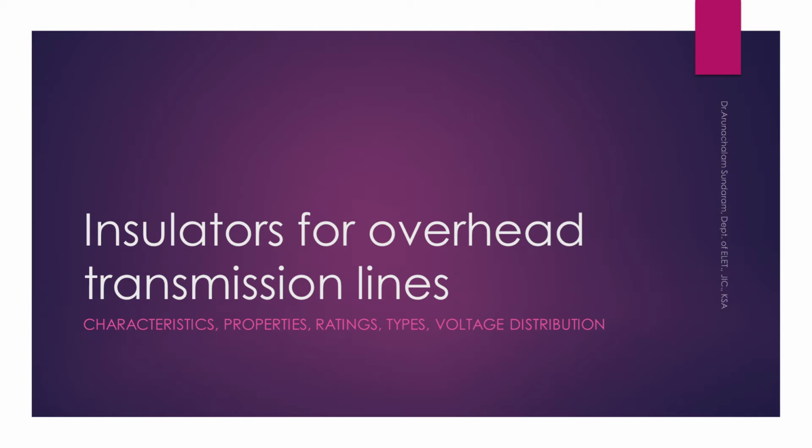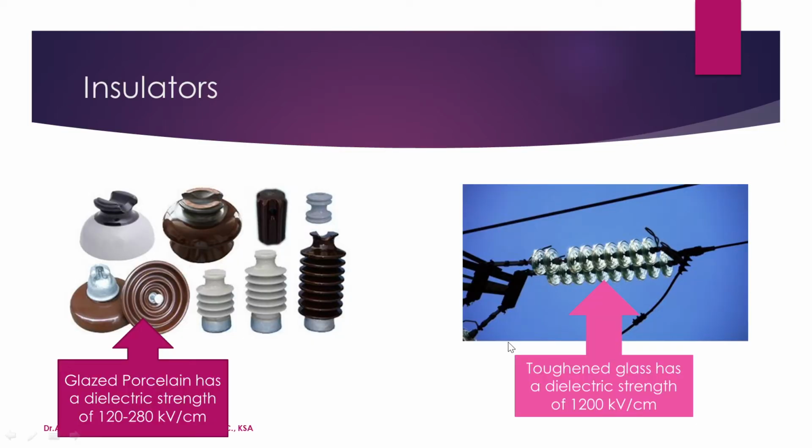Hello students, in this video we will discuss insulators for the overhead transmission lines. We will discuss the characteristics, properties, ratings, types and voltage distribution in an insulator. Now there are two materials normally used for insulators. One is called porcelain, another one is called glass.